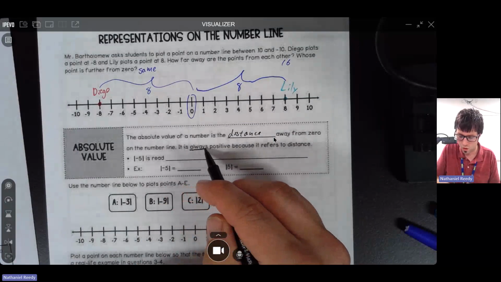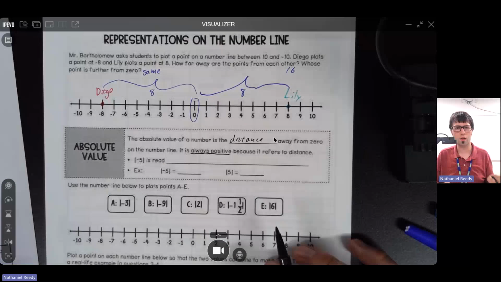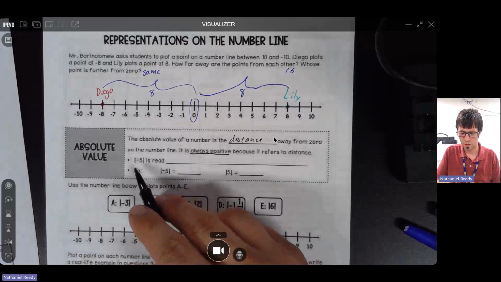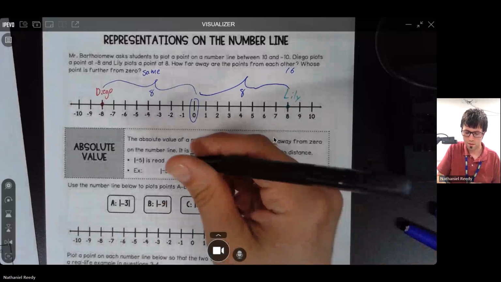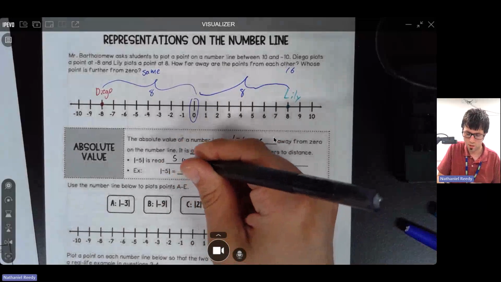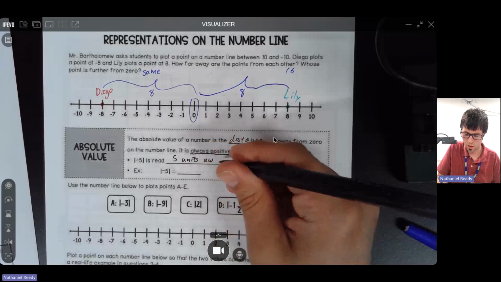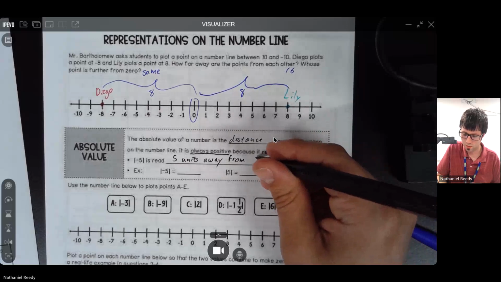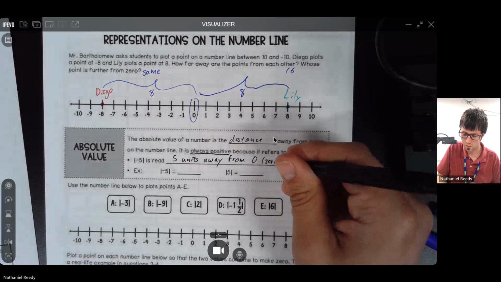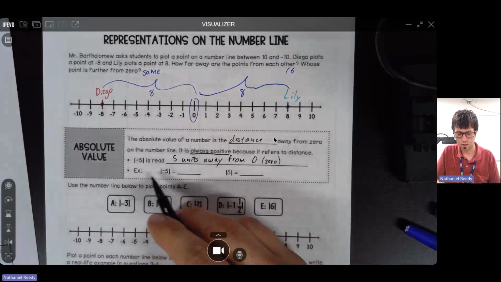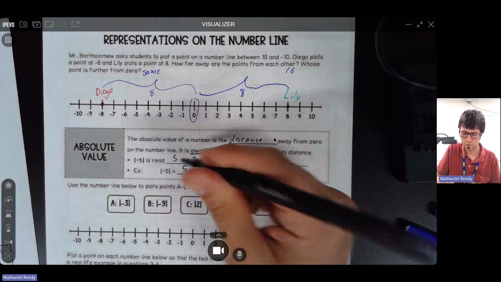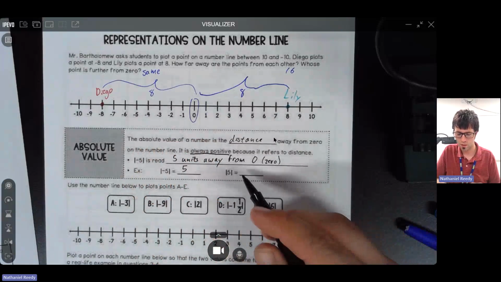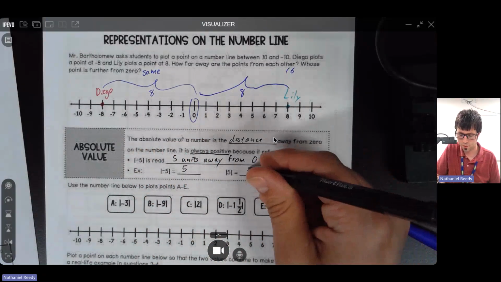So look at this word here, always positive. When you take the absolute value of any number, it's always going to be positive. So the absolute value of negative 5 is read as 5 units away from 0. So an example here is that the absolute value of negative 5 is equal to 5 because it's 5 units away from 0. Start at negative 5, 1, 2, 3, 4, 5. The absolute value of 5 is 5.